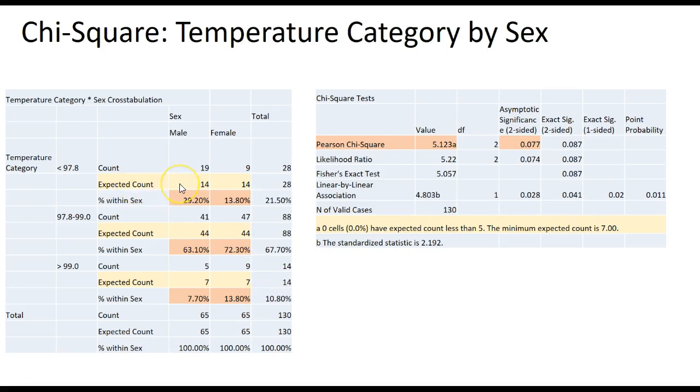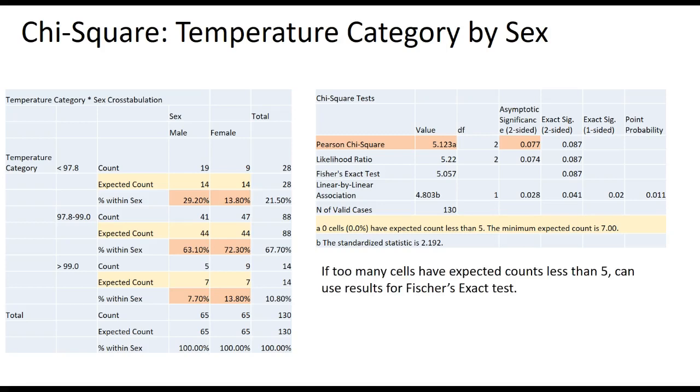So let's look at this expected cell count, because remember that was one of the assumptions for using a chi-square, and that's highlighted yellow here. And you can see over here in our chi-square test table that 0 cells had an expected count less than 5. So we totally met that assumption for using a Pearson chi-square to analyze this data.